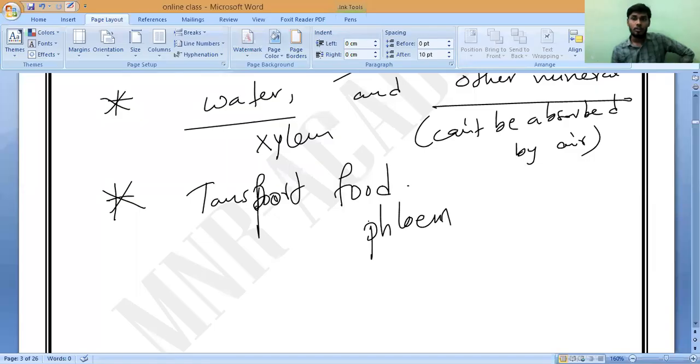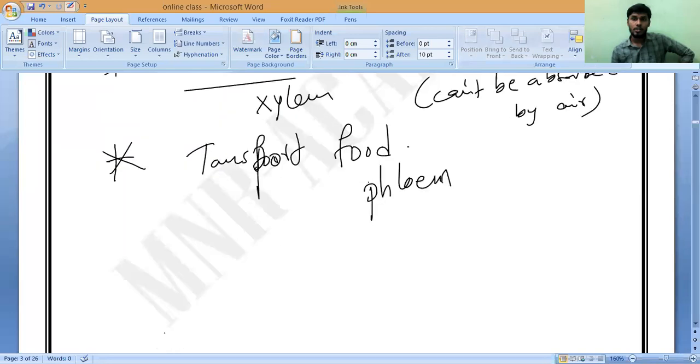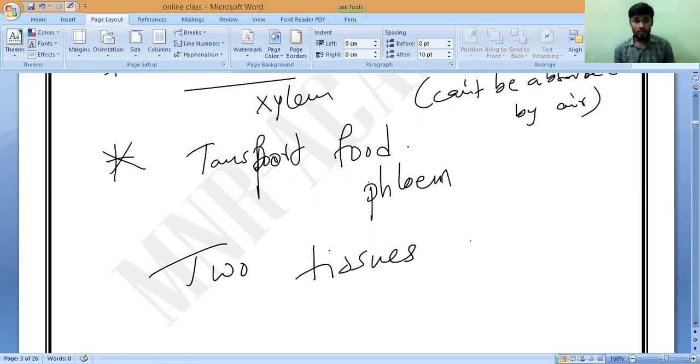As we know, in order to supply water, other minerals, and the food which has been produced in the leaves, we have two kinds of tissues in the plants. So what are the tissues called? We have two parts: xylem and phloem. Two tissues in plants in order to supply the water and the food.